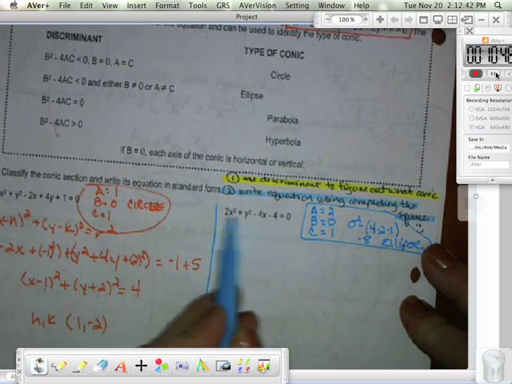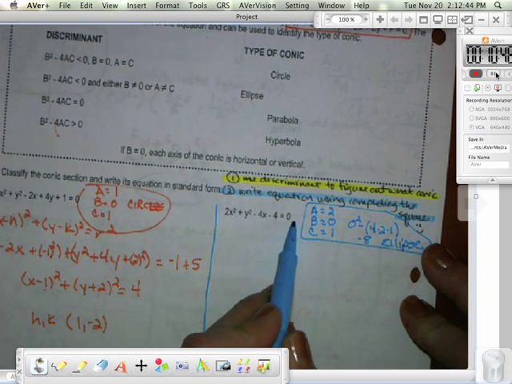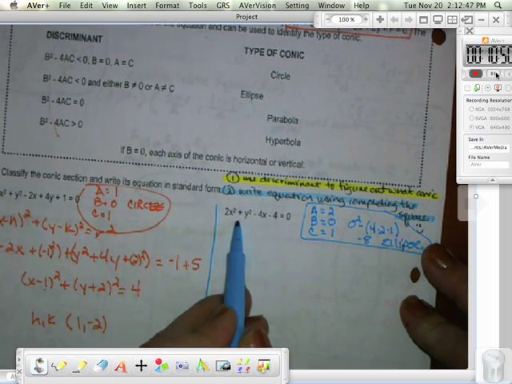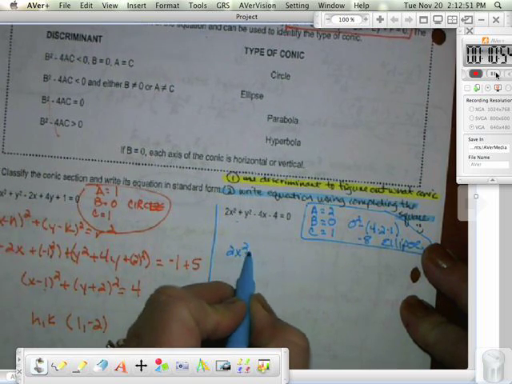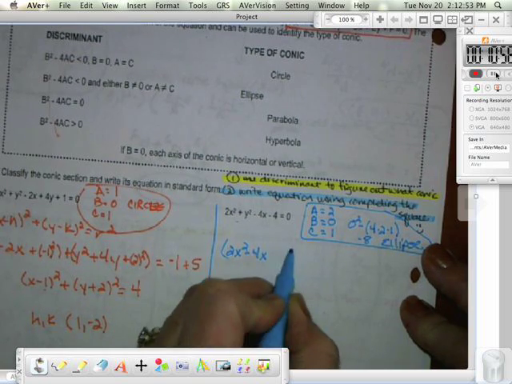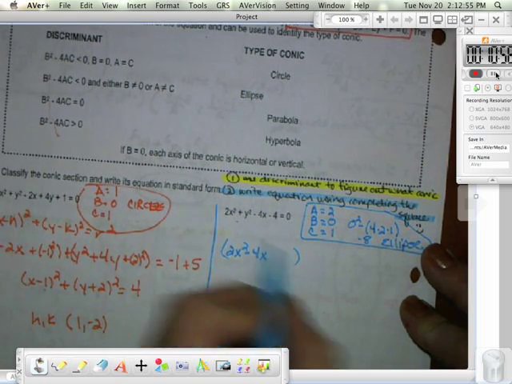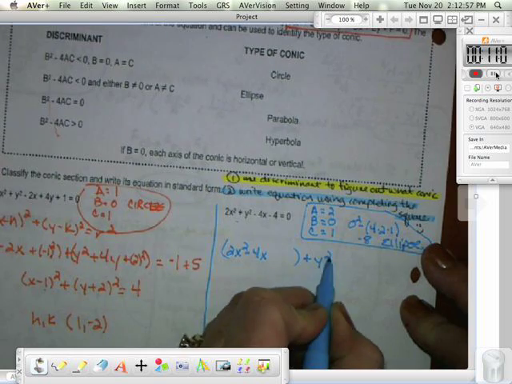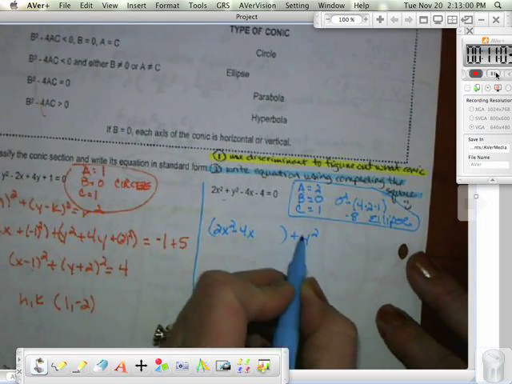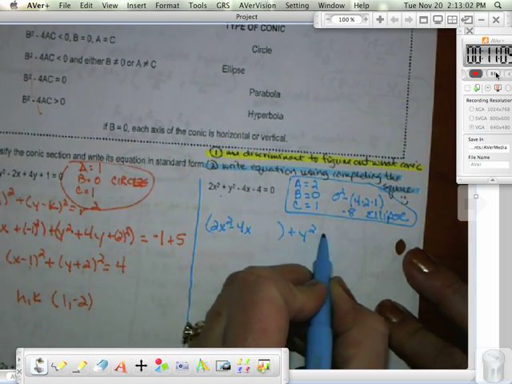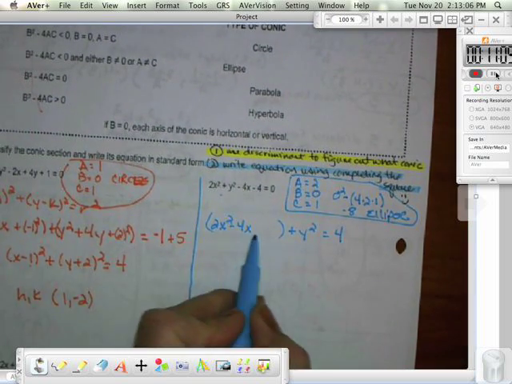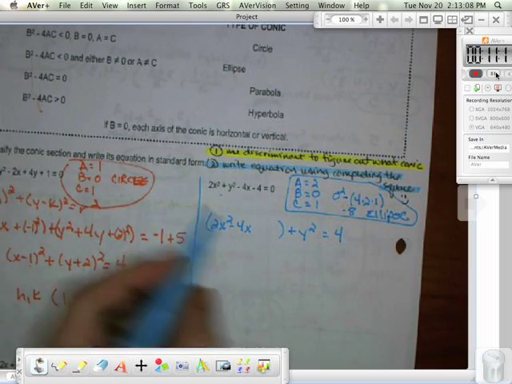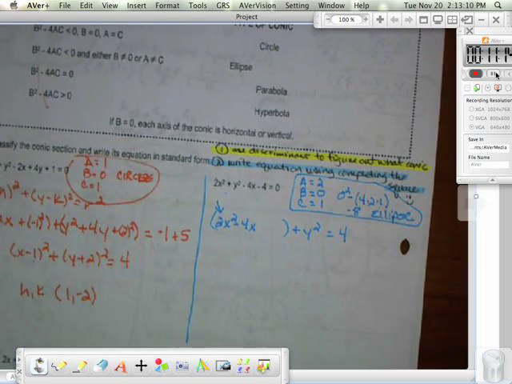So let's see what I have here. I can move stuff around, and I'm going to add 4 to the other side so I can begin to maybe complete the square. So I'm going to group the x's, and I know I'm going to complete the square with that. And then I have a plus y squared. Oh, I probably don't have to do anything with that. And then I'm going to bring the 4 over to the other side, equals 4. Okay, now I can complete the square. Oh, no, can't complete the square because that has to be 1.